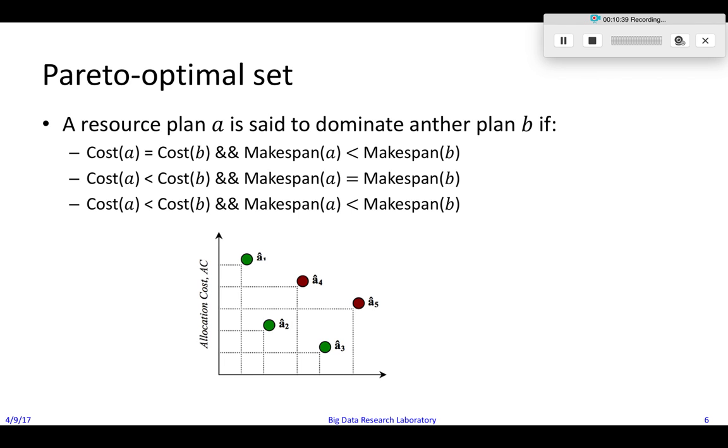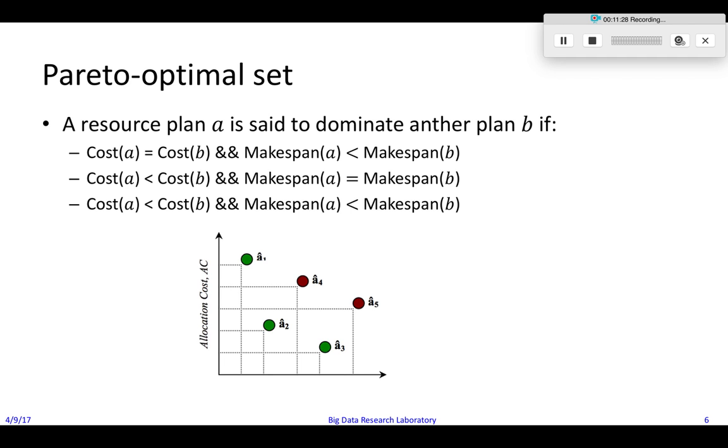What is a Pareto optimal set? First of all, we have a resource plan A, and we also have another resource plan B. If A and B can compose a Pareto optimal set, then these two plans cannot dominate each other. It means that A cannot dominate plan B.